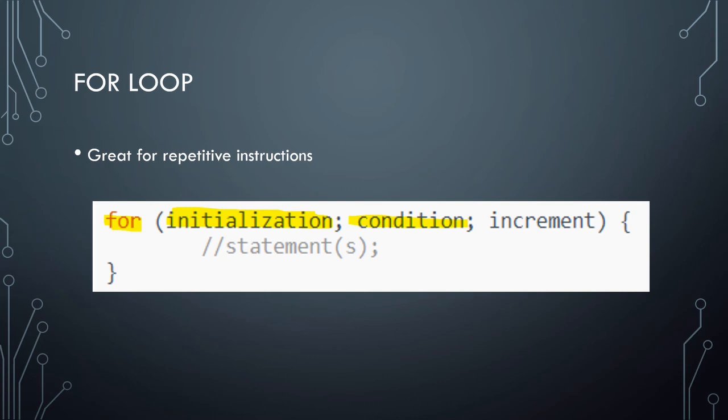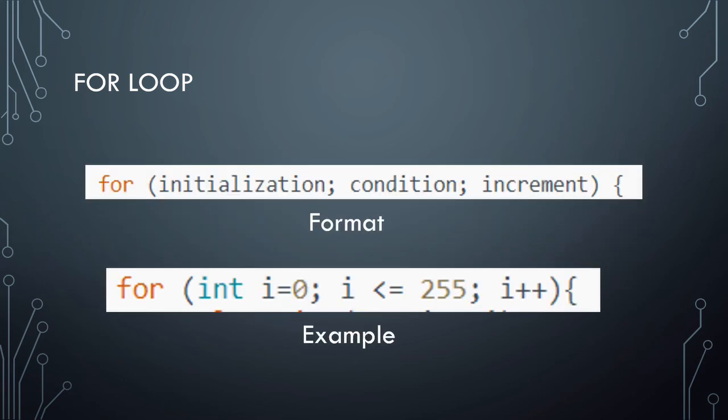So for our starting state, maybe is a better word, for our starting state or our initialization, we check for a condition, and then if that condition is there, afterwards we will increment our value. Let's see what that looks like when we actually plug some code into those sections. Here at the top I have the exact same format that we just looked at, and the example below that is showing what it looks like with variables plugged in.